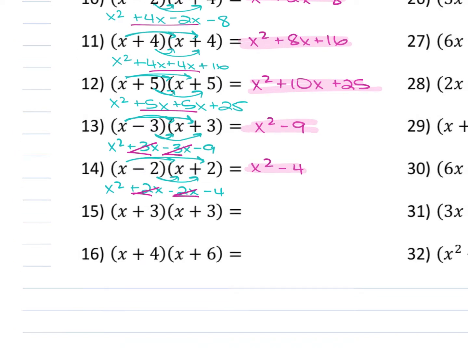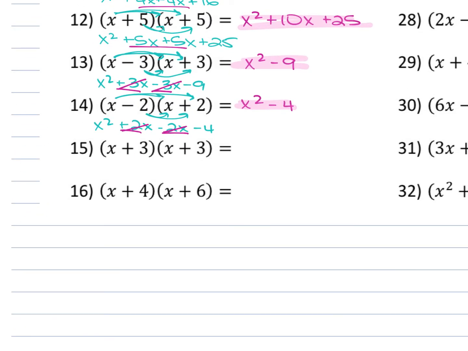For 15, we have x plus 3 times x plus 3, so x times x is x squared. X times 3 is 3x. 3 times x is 3x. And 3 times 3 is 9. Your two like terms are the 3x's, so this gives us x squared plus 6x plus 9.